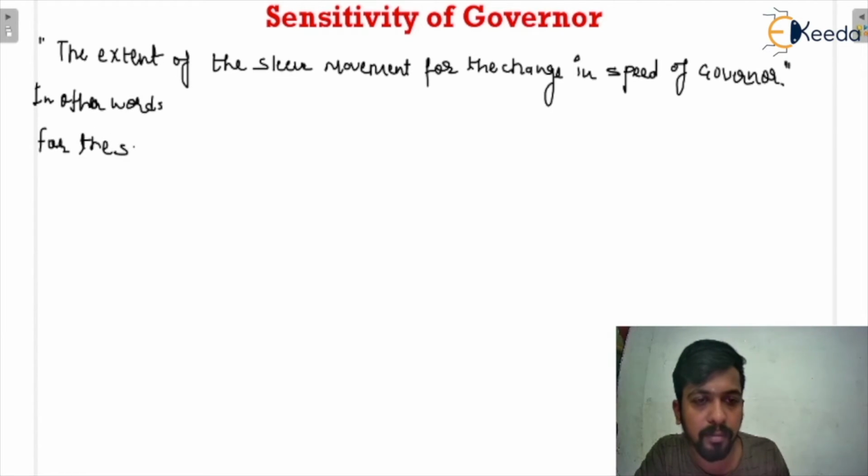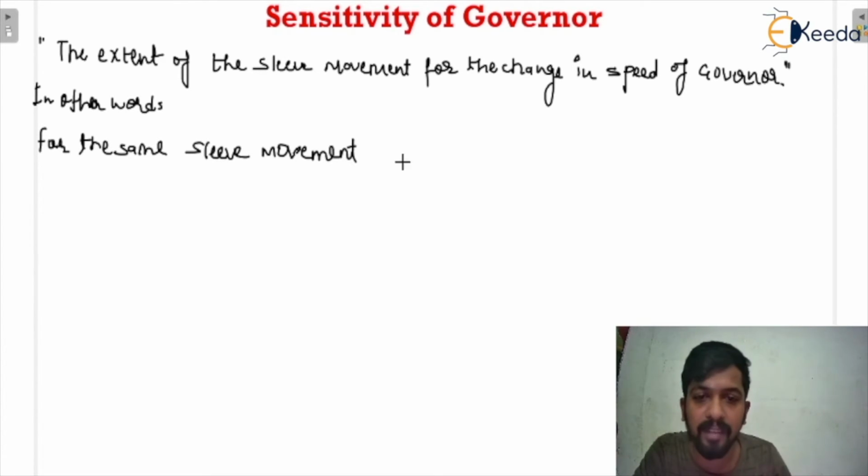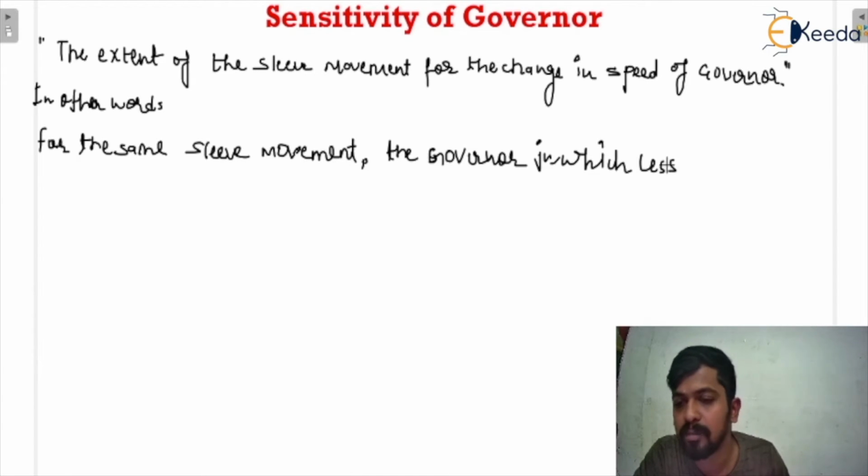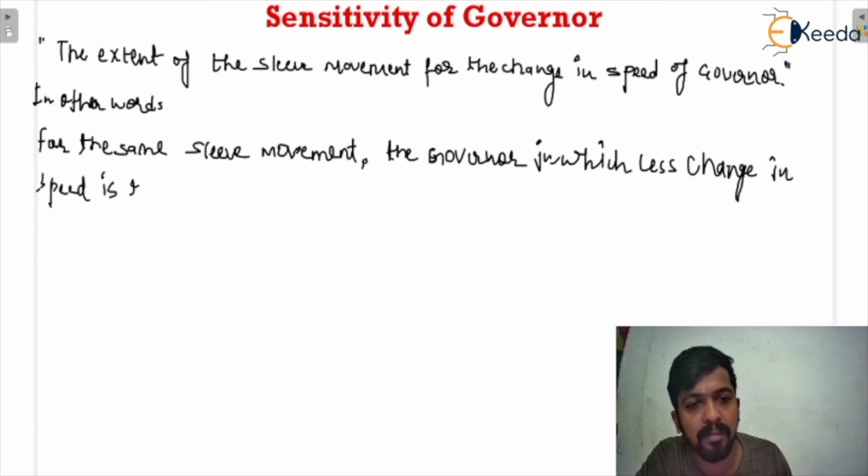For the same sleeve movement, the governor in which less change in speed is required is more sensitive. Okay, I hope you will understand what is sensitivity.